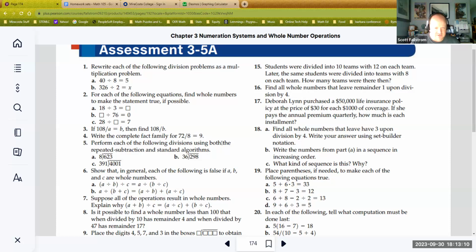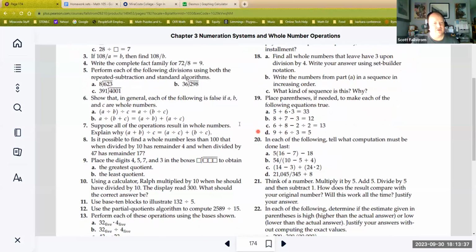Perform each of the following divisions using both the repeated subtraction and the standard algorithms. You can do repeated subtraction with chunks, because honestly, the standard algorithm is a repeated subtraction. The standard algorithm, though, requires you to find the exact answer. So if you're saying 8 goes into 62 and you don't know how many times it goes in, in the standard algorithm you would not put down just 3 of them, because at least 24 goes in there.